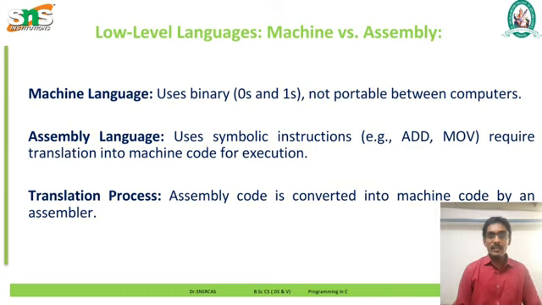Whereas assembly language, which uses symbolic instructions like add, move, sub, is easier for humans to write and understand, but requires translation by an assembler into machine code for execution. In the translation process, assembly code is converted into machine code by an assembler, enabling computers to execute instructions written in assembly language.